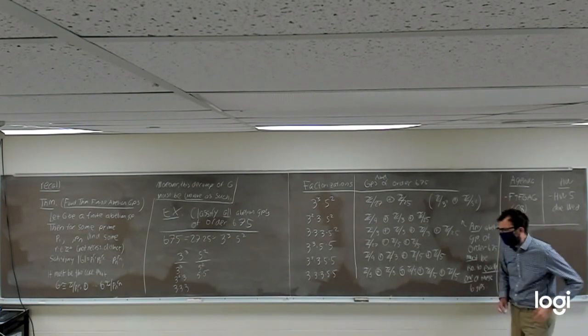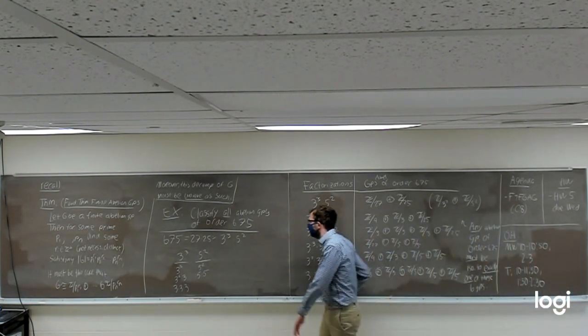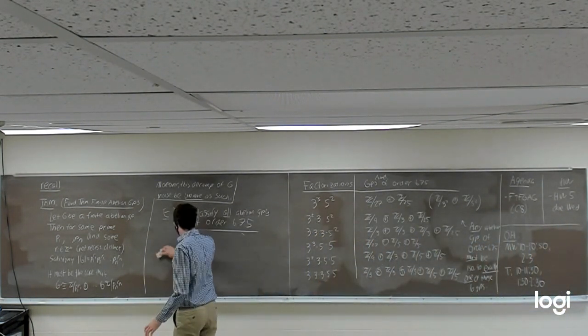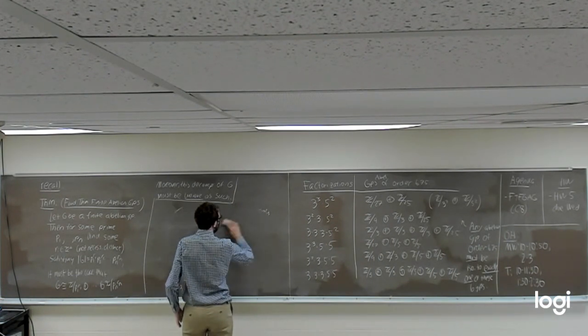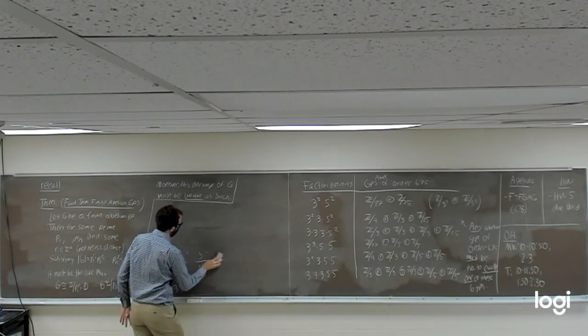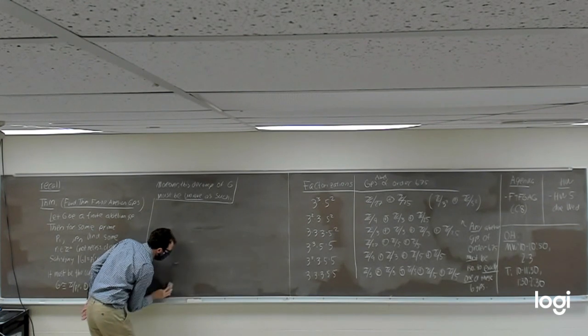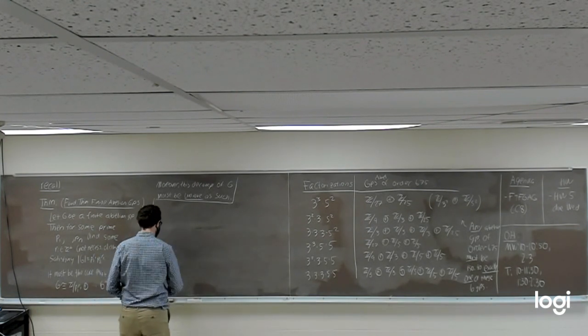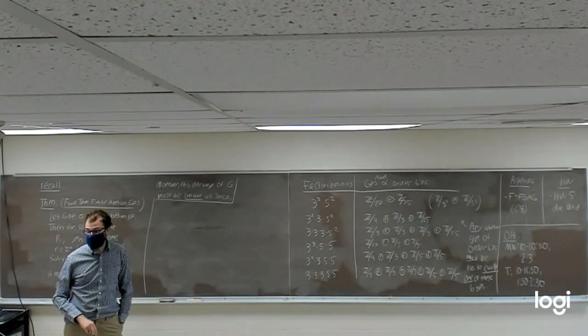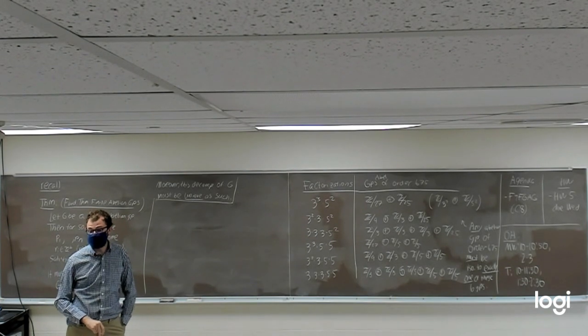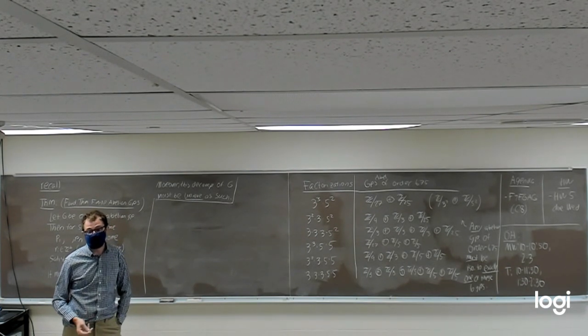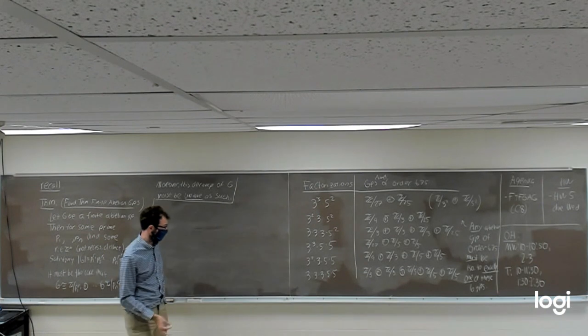So I've got a question. So Dr. Gerstle, you say that all groups of order 675 have to be isomorphic to one of these things. Well, what about the cyclic group, Z mod 675? Shouldn't that be isomorphic to one of these things?